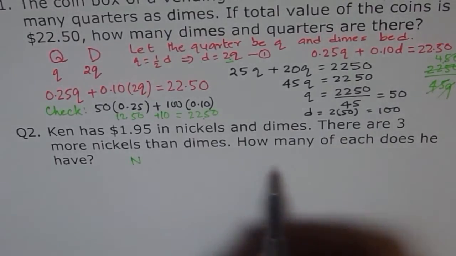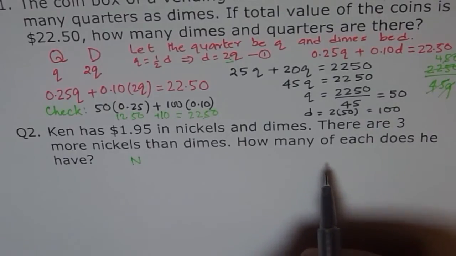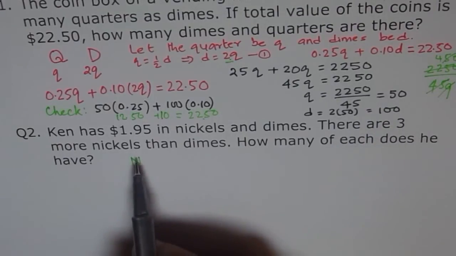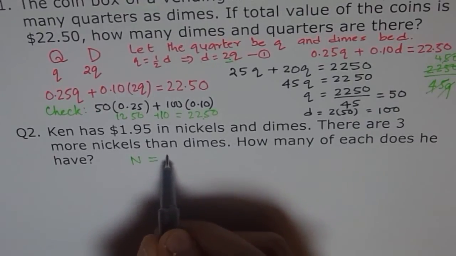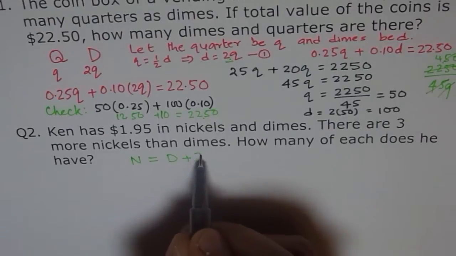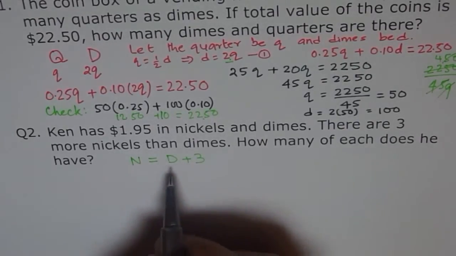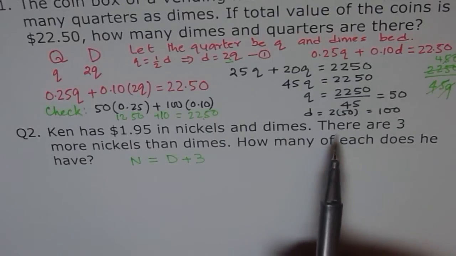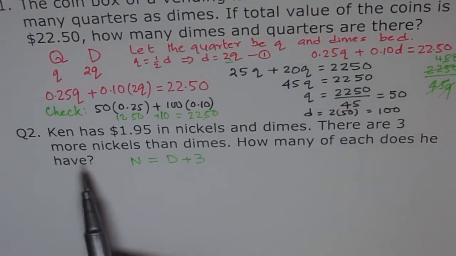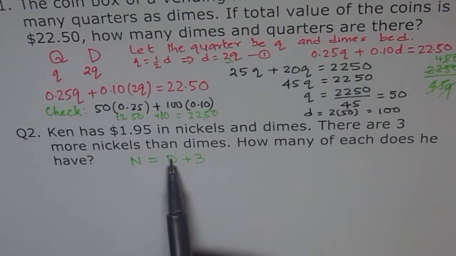That is what I'm not writing all this in time now, telling you how to do it. There are 3 more nickels than dimes. So how many nickels are there? Nickels are 3 more than dimes. So nickels equals dimes plus 3. Is that okay? So this is the relation between the number of nickels and dimes. So my first statement is the let statement. I'll say let the number of nickels be N and the number of dimes be D. Then I go to there are 3 more nickels than dimes. So nickels equals dimes plus 3.